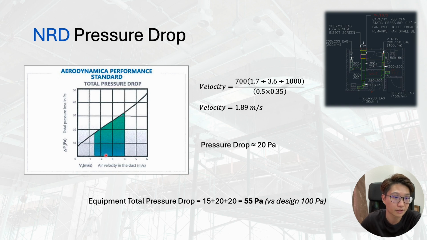So you can see here, 1.89, maybe it's about here. You go up until the line, then you go to here. Here is the pressure loss. Maybe you can say it's 20 Pascal, easier to use 20 Pascal. Then you sum up all these three components and compare with our estimation. You see, it is 55 Pascal, if we actually selected the equipment and used the equipment performance data, versus our earlier estimation of 100 Pascal. So it's almost double, right?